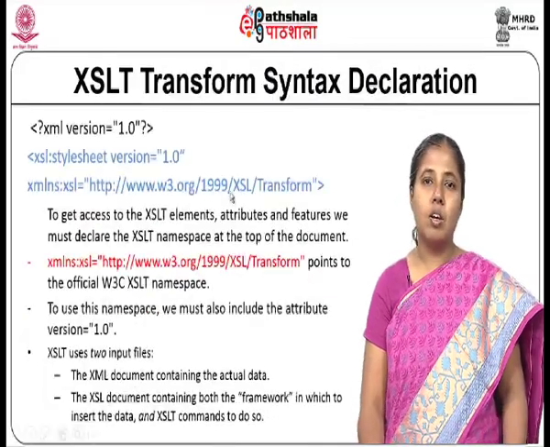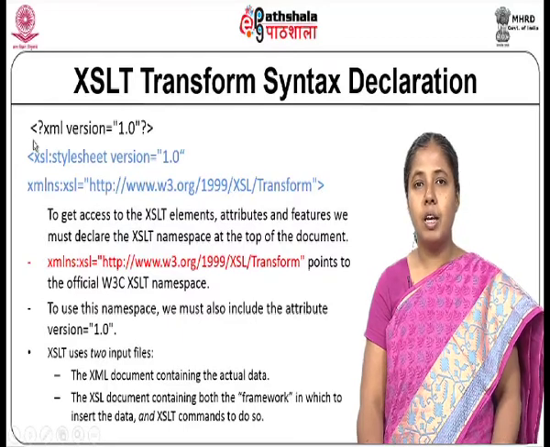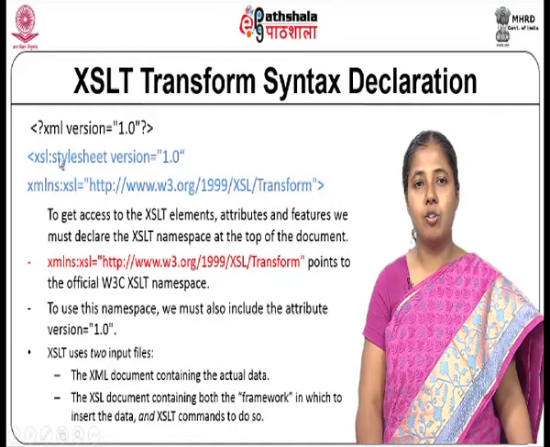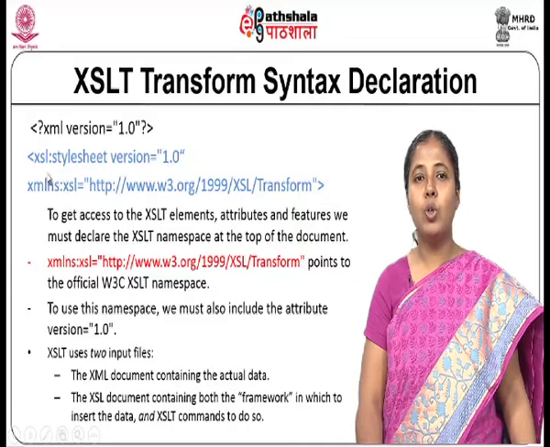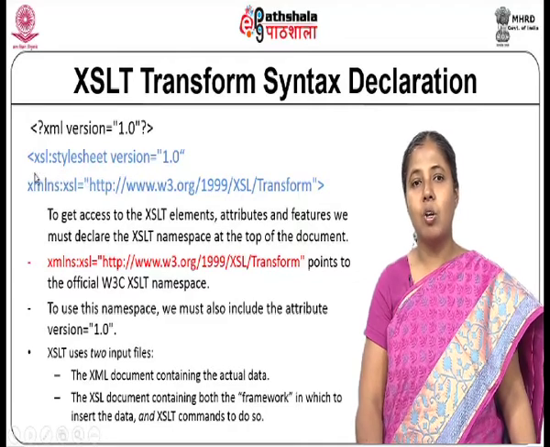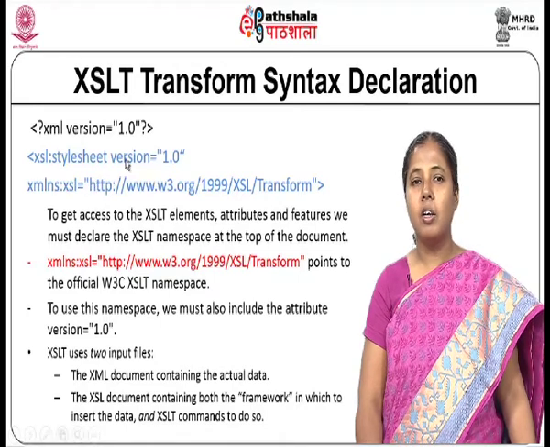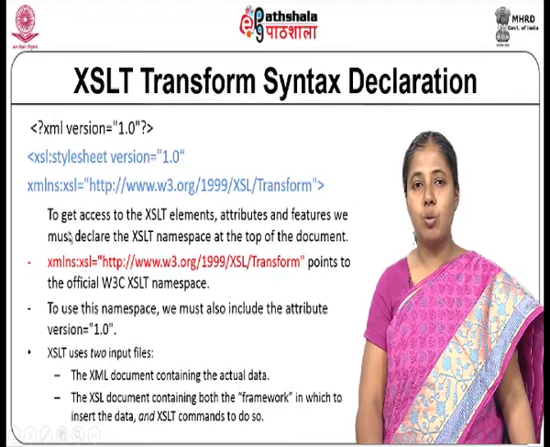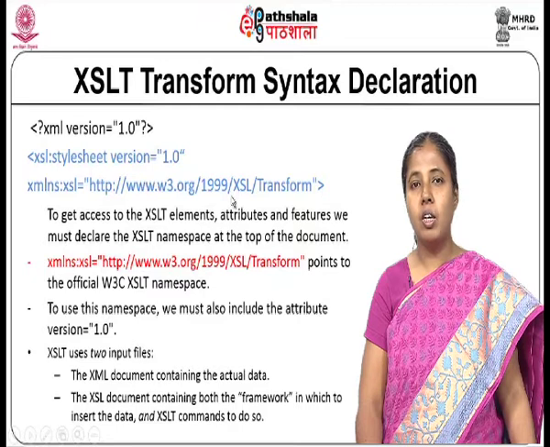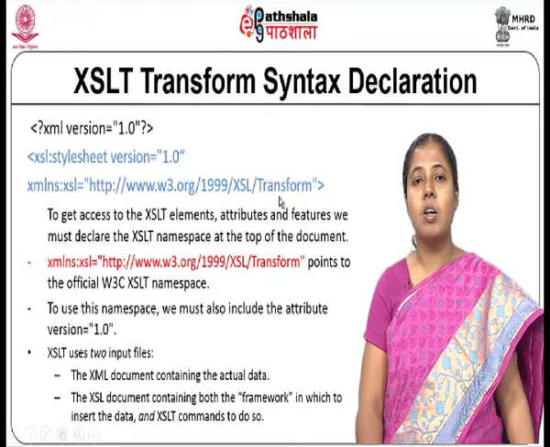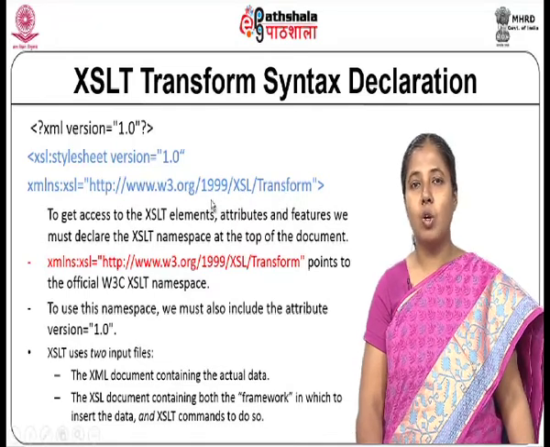Now, the syntax declaration starts like this. Being an XML file, it starts with an XML declaration, and then in order to make it an XSLT document, we need to use the root tag called stylesheet. This is the first root tag that you define within the XSLT document, and the version attribute has to be given. Then you include a namespace that is defined by the W3 schools. In order to use the XSLT elements that are defined within this namespace, you need to include this namespace within your stylesheet.